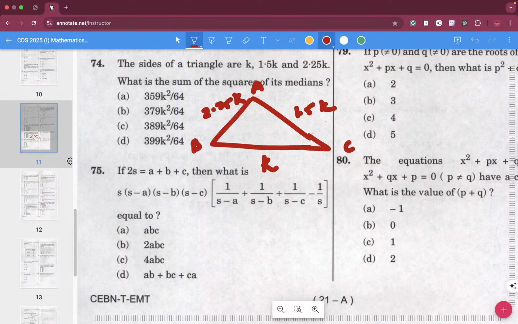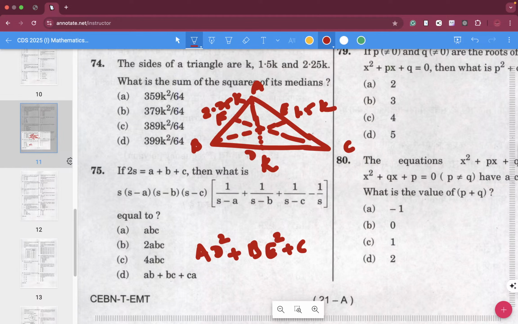Let's say the first median over here is BE, one of the medians. Then the next median is CF. And then the next median over here I'm saying is AD. So now they are asking what is AD square plus BE square plus CF square equal to, right?